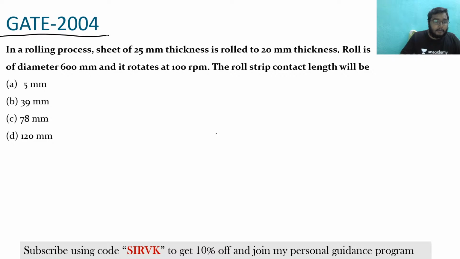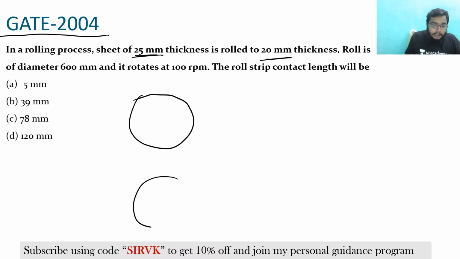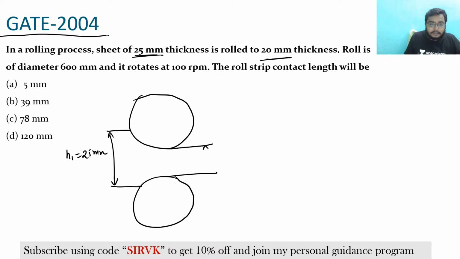See, this is a very easy problem in a rolling process. A sheet of thickness 25 is rolled to 20. There is a roller like this, and on this roller we are feeding H1. H1 is 25. This is H2, which is 20. So what is the delta H? It is 25 minus 20, so delta H would be 5.